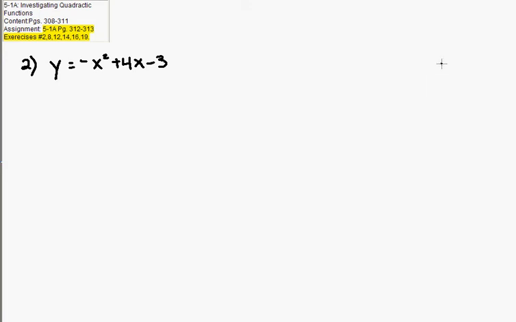Looking at problem number 2. We're supposed to plot points to graph the quadratic function. For each function, find the coordinates of the vertex, the line of symmetry, and the maximum or minimum value of the function. So I'm looking at y equals negative x squared plus 4x minus 3.